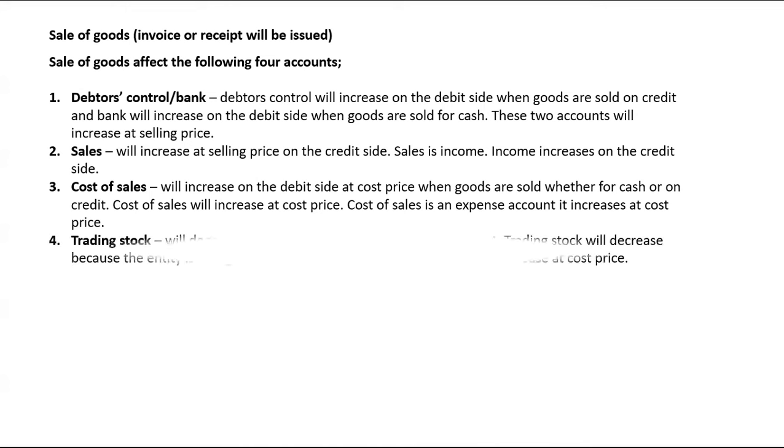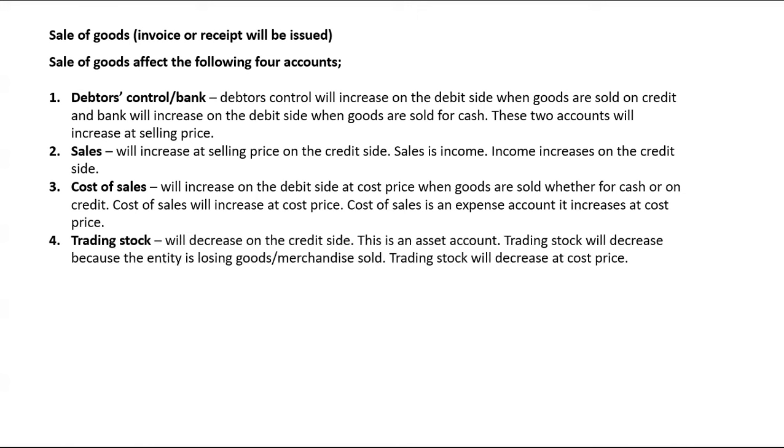The other account that will be affected, please note that cost of sales will be recorded at cost price. The other account that will be recorded at cost price will be trading stock. Trading stock will decrease because we have sold goods. Trading stock is an asset, so when we sell stock, it decreases on the credit side because it's an asset. Trading stock will decrease because the entity is losing goods or merchandise sold, and it will decrease at cost price.